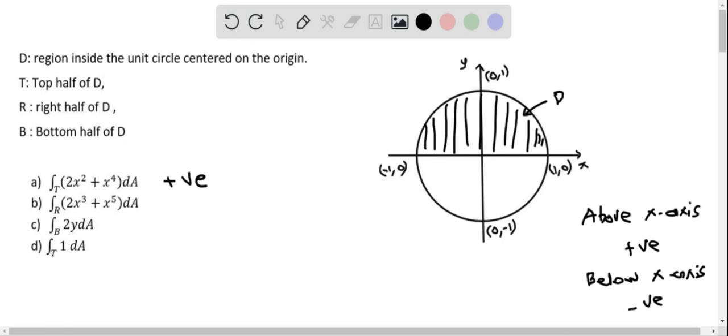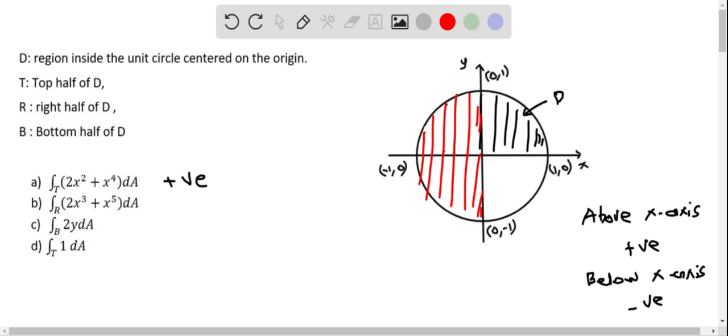In part B, we have integral with R, which means right half of the region D. So let's first shade the right half portion. We first remove this. So for part B, this is the region that we are going to integrate.